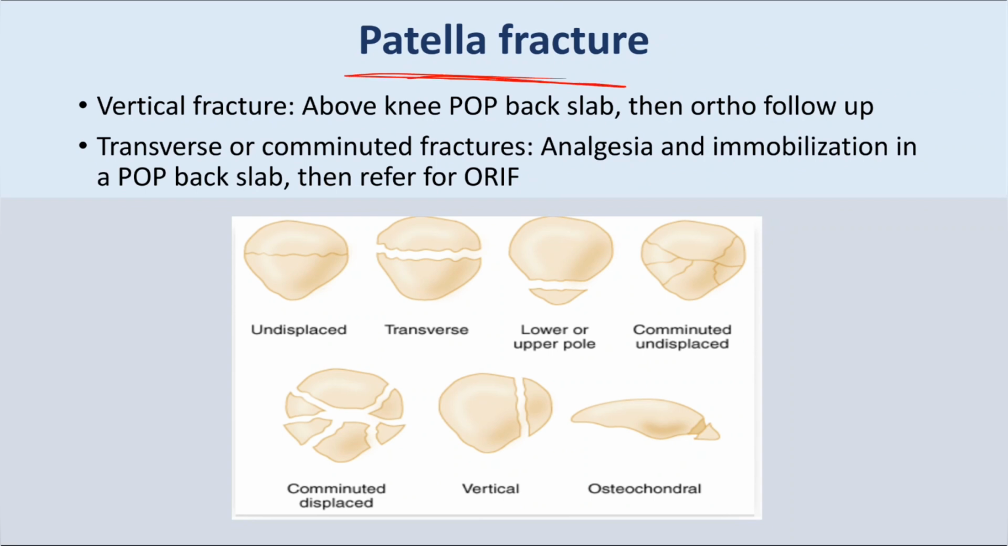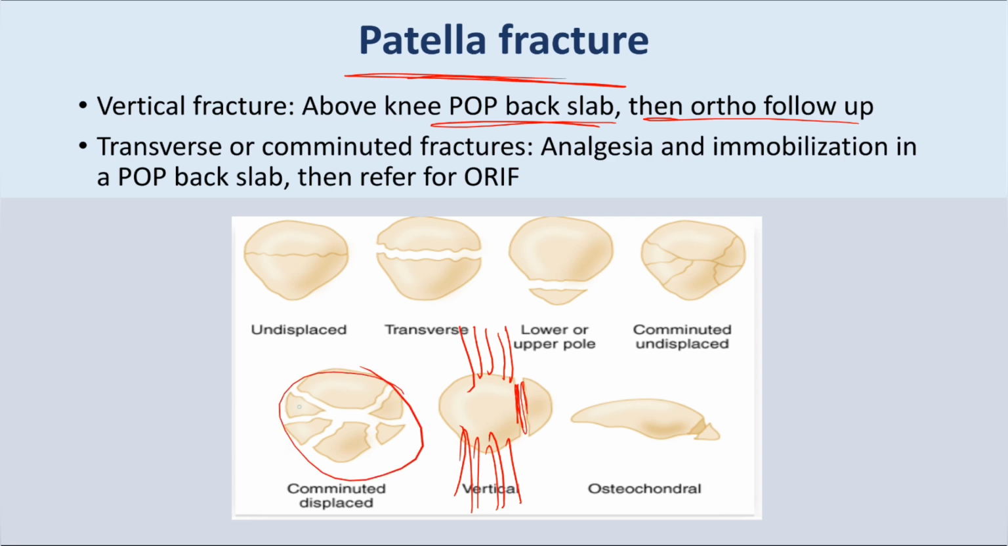Coming to patellar fracture, we have the vertical fracture. In the vertical fracture, because the muscle is attached here and attached here, usually there will not be much problem if you put it in a POP back slab, and then orthopedic follow-up. But if the fracture is comminuted like this or transverse, the muscle parts will pull the patella to each side. So you need analgesia, immobilization, POP, then refer for open reduction and internal fixation.